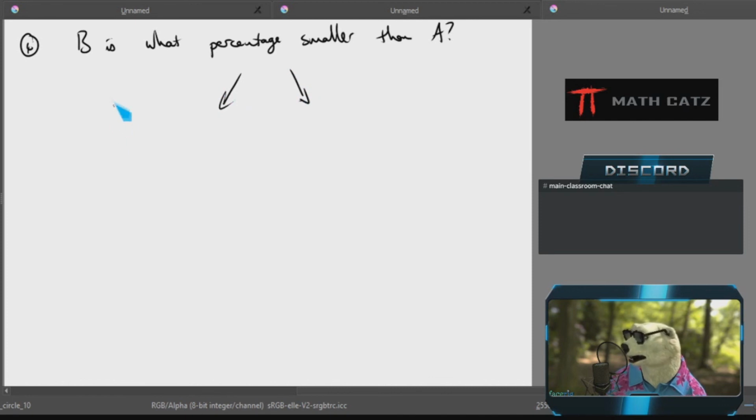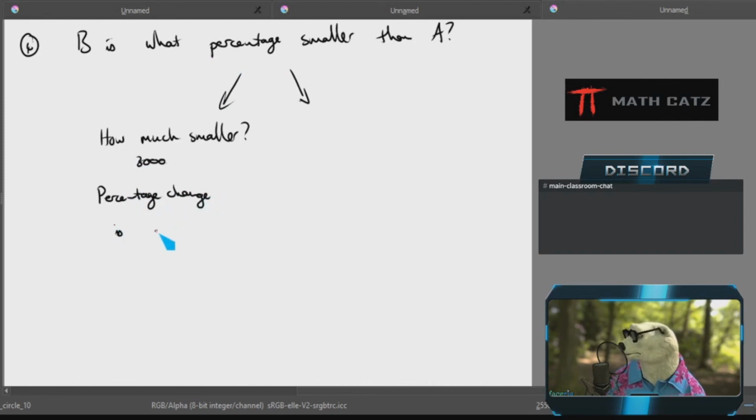I can look at how much smaller is it. Let's use different words. How much smaller? What is the change amount? Well, it's 3,000 smaller, right? The numbers are the same. But in this case, we're looking for the percentage change, 3,000 relative to A. So over 15,000. It's all relative, right? It's all a fraction. It's compared to something.